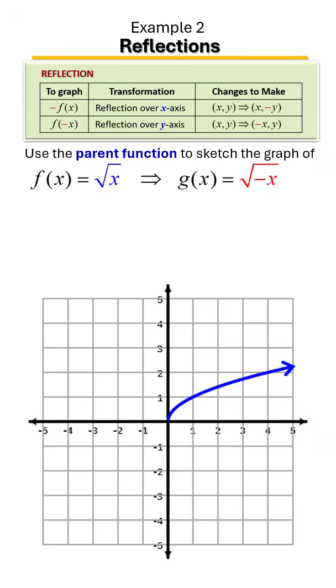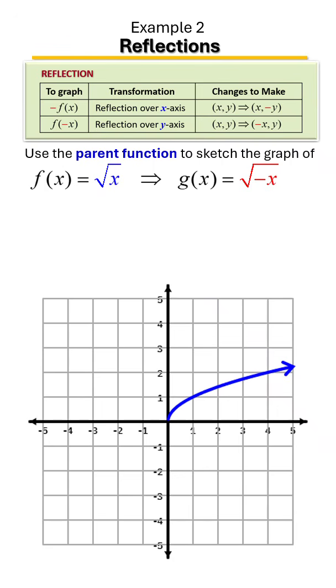Here we have the square root function again, but this time notice that the negative is underneath the enclosure, so whenever it's inside there with x, it is going to be a reflection over the y-axis, and to do that we need to change the x values to their opposite. So I'm going to take those same points on the graph, 0, 0, 1, 1, and 4, 2, and change the x values to their opposite.